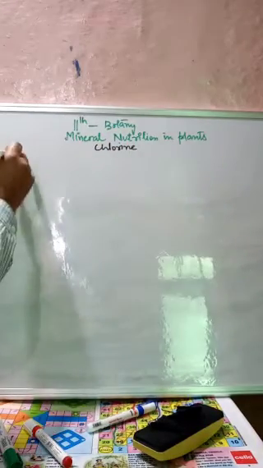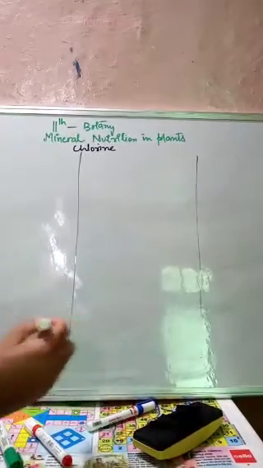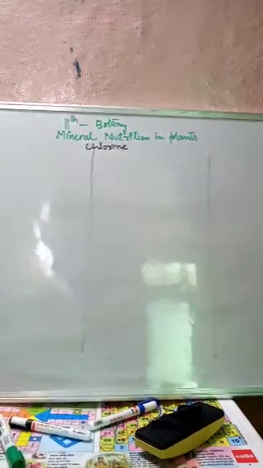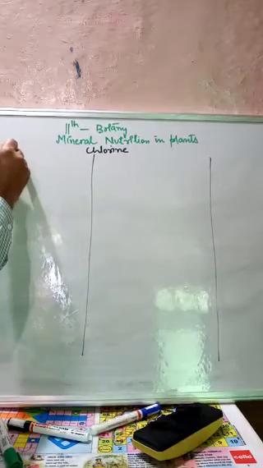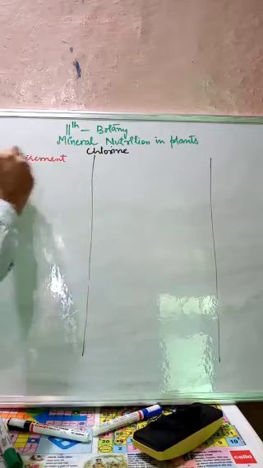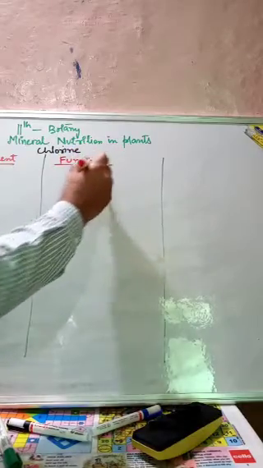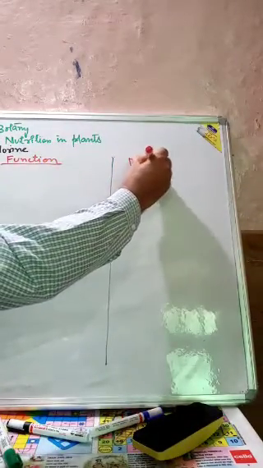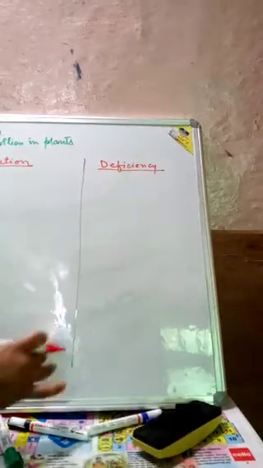And this chlorine can be discussed under different headings. The first heading is its source. Second, its requirement, where it is required. Third, what are the various functions performed by chlorine. And the last one is its deficiency. If we know the functions of a particular element, we can see the deficiency of that element.